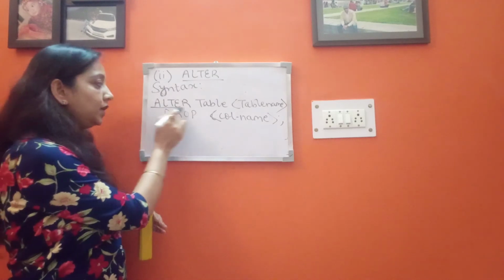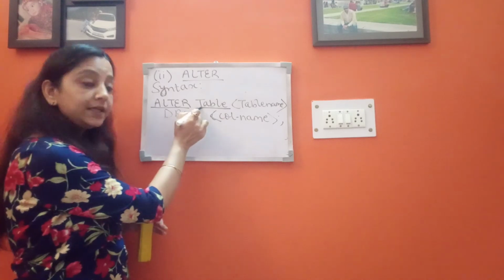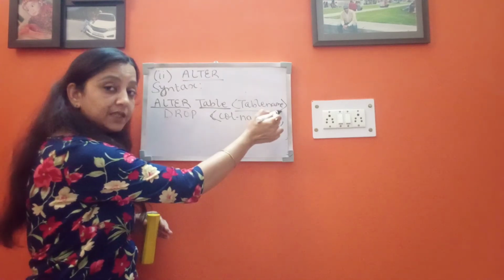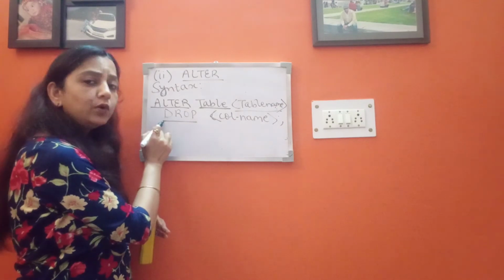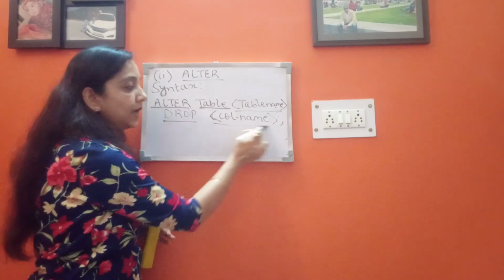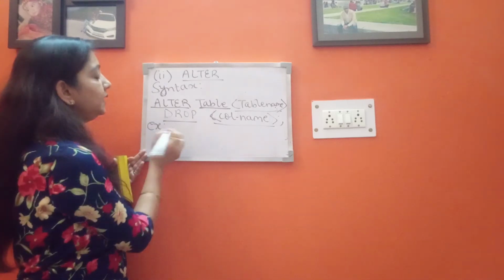So I say alter keyword. What do I want to do? What do I want to alter? The table. What is the name of that table? I will give over here. What alteration I want? I want to drop a specific column, and then I give the name of that column. Say for example, this was the syntax. Now we'll see the example.